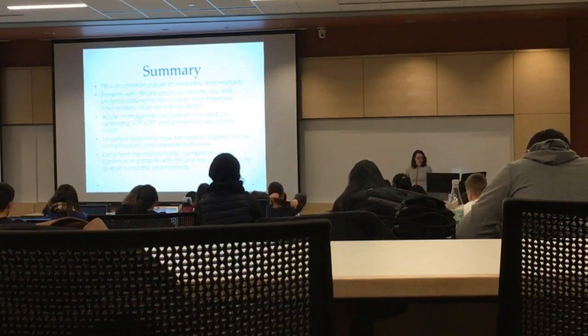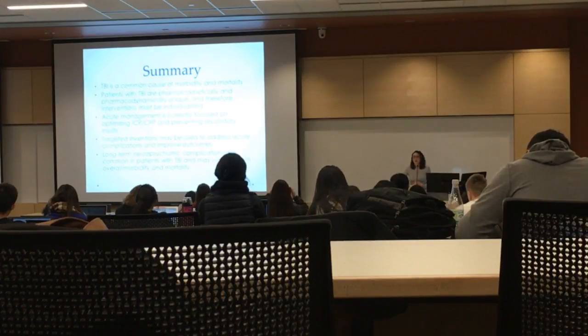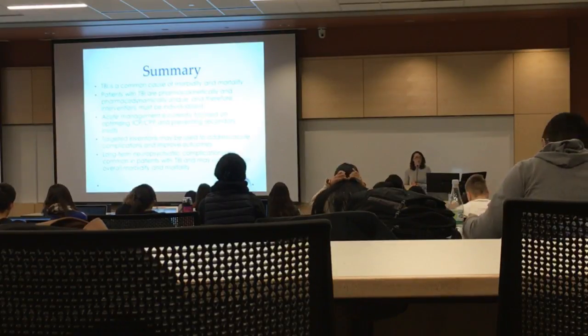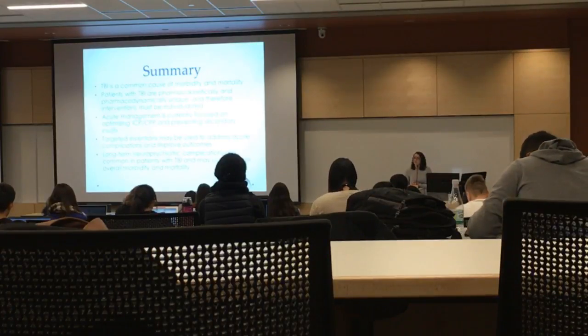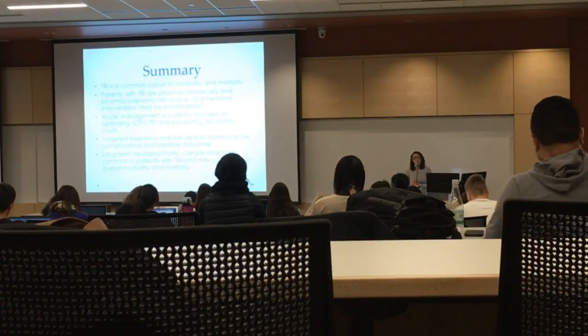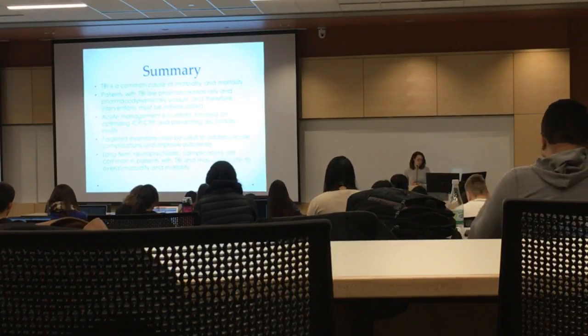So in summary, TBI is a very common cause of morbidity and mortality. Patients with TBI, we know, are pharmacokinetically and pharmacodynamically unstable and very different from the rest of our population. When it comes to acute management, we're really trying to balance our intracranial pressure and our cerebral perfusion pressure. We want to try to prevent secondary insults. Now, when we're looking at things like seizure prophylaxis and VTE prophylaxis, it is a little bit controversial, so we have to consider patient-specific risk factors, but we do want to treat acute seizures as they occur.